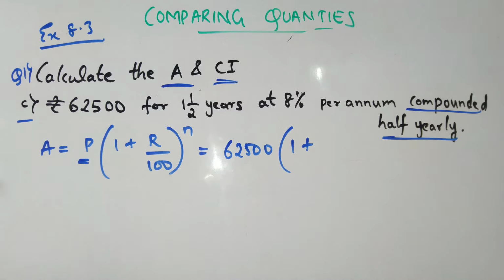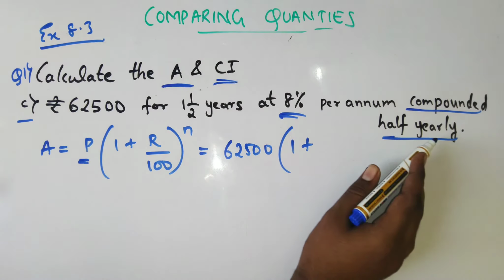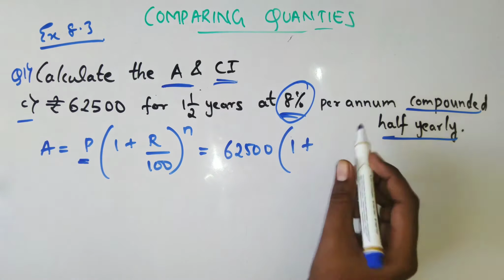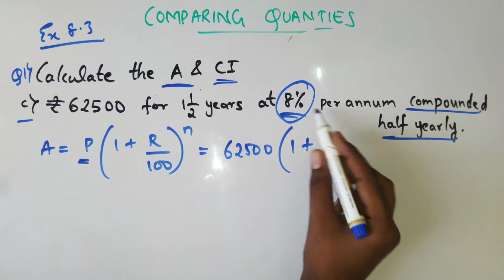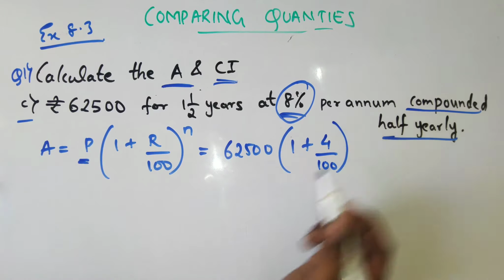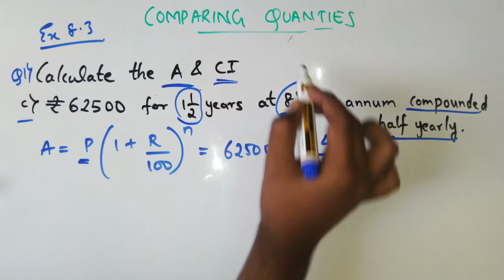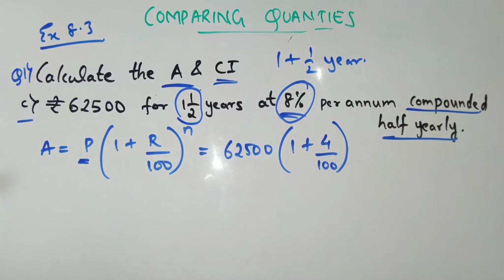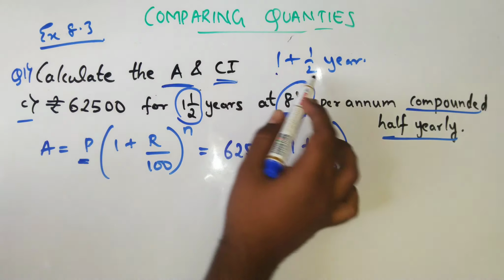What is R here? Now the question comes here, what becomes R? Always remember, for compounded half yearly, R becomes half of this interest. So what is half of this interest? 8 by 2, that is 4 by 100 power n. What is n here now? This is 2.5 years. 2 plus half year I can write.